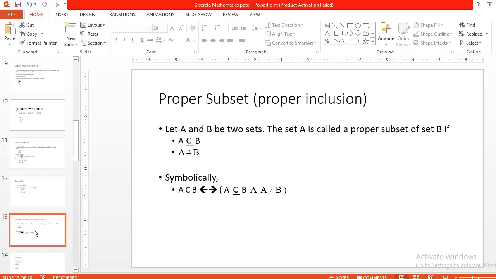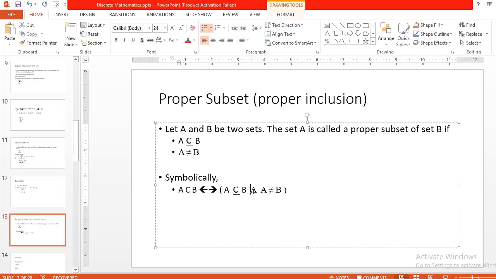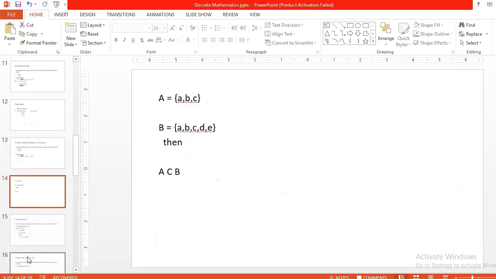Symbolically, we can say that A is a proper subset of B when A is a subset of B, and this is the symbol, and A is not equal to B. If these two conditions are satisfied, then we can say that A is a proper subset of set B.